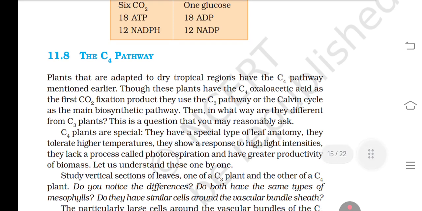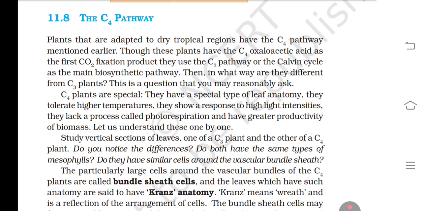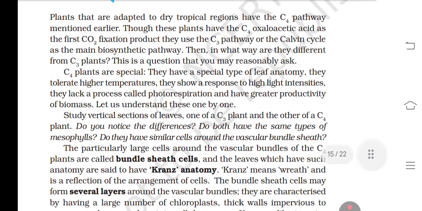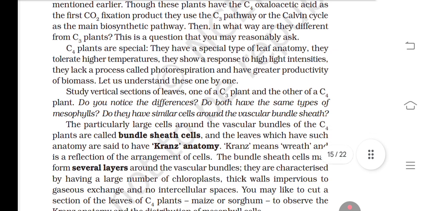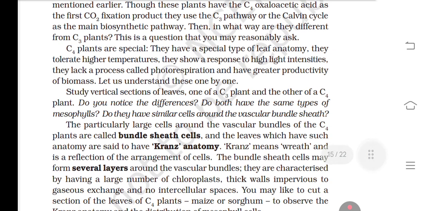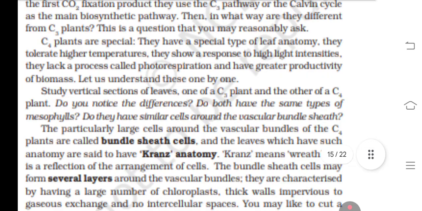The C4 pathway. Plants that are adapted to tropical regions have the C4 pathway mentioned earlier. Though these plants have the C4 oxaloacetic acid as the first carbon dioxide fixation product, they use the C3 pathway or Calvin cycle as the main biosynthetic pathway. Then in what way are they different from C3 plants? This is a question that you may reasonably ask.